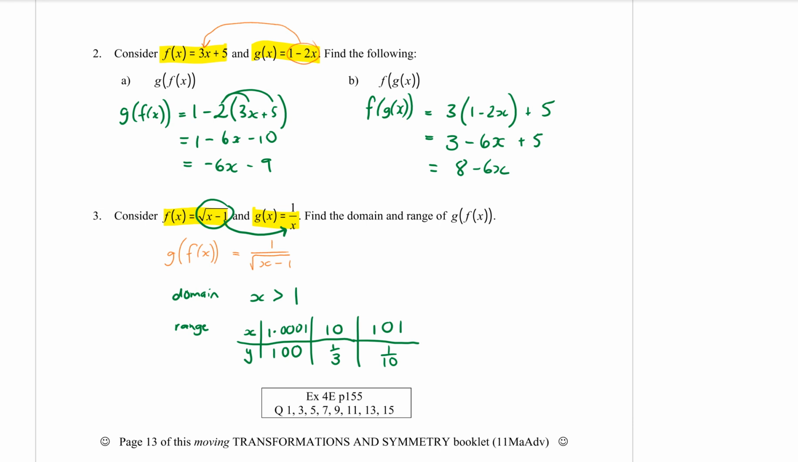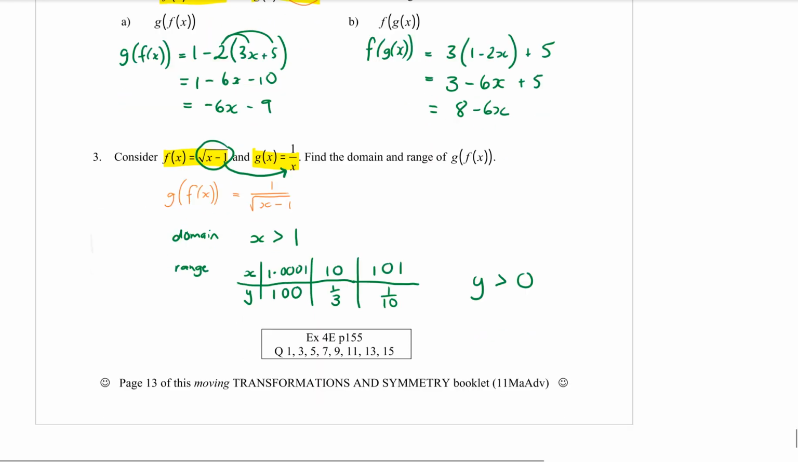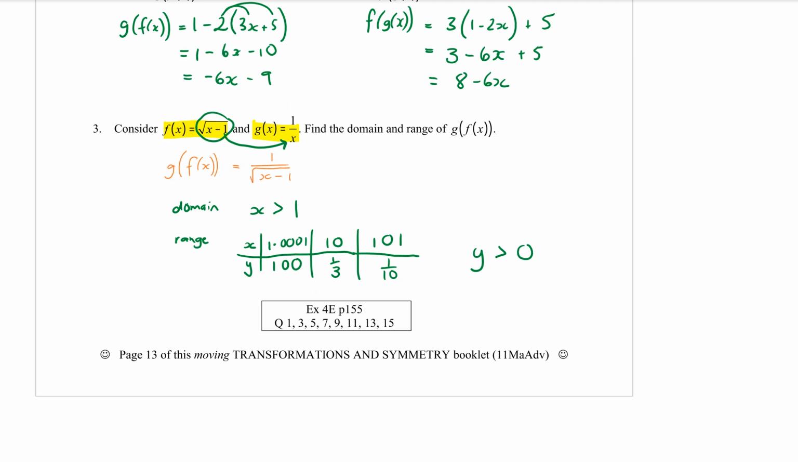So having a look at those y values there, we know that y can get really, really big. And we know that it has to be bigger than 0, and it can't be equal to 0. So we get our range as y is greater than 0. Now, that is how I would suggest you do it. You may see this kind of notation, and it's not going to hurt for you to witness this, even if you don't choose to do this method.